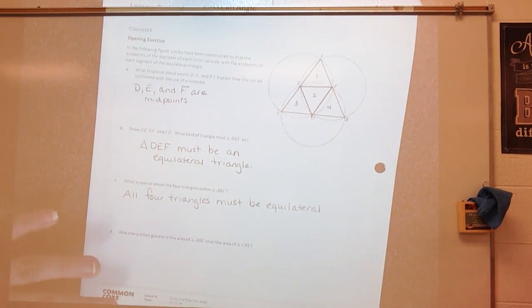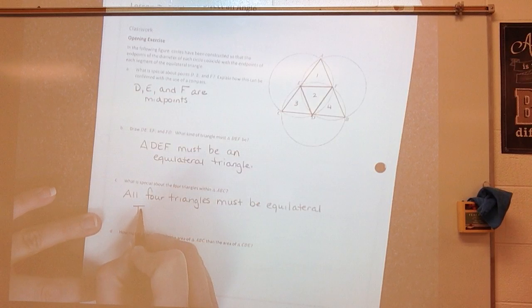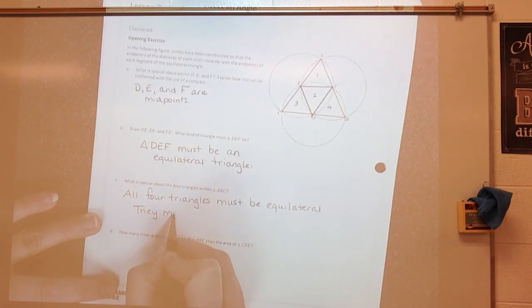And if all four triangles must be equilateral triangles, then they must be what? They must be congruent.